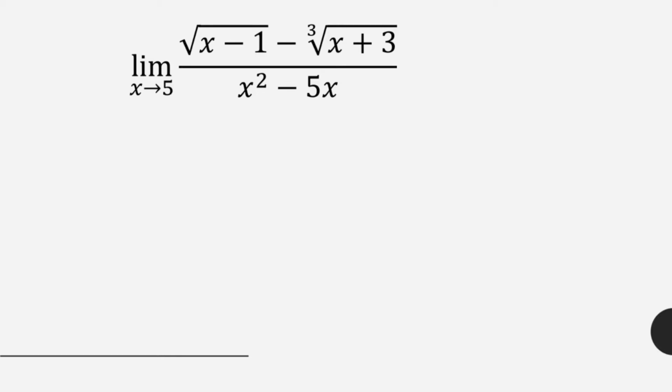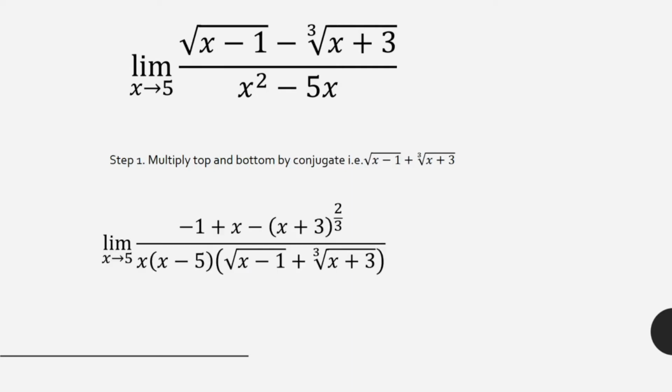So I'm going to multiply the top and the bottom by the conjugate of the numerator. The conjugate will be the square root of x minus 1 plus the cube root of x plus 3. When I multiply that by the numerator, I get negative 1 plus x minus (x plus 3) raised to the 2/3 power. The x squared minus 5x will factor into x times (x minus 5).